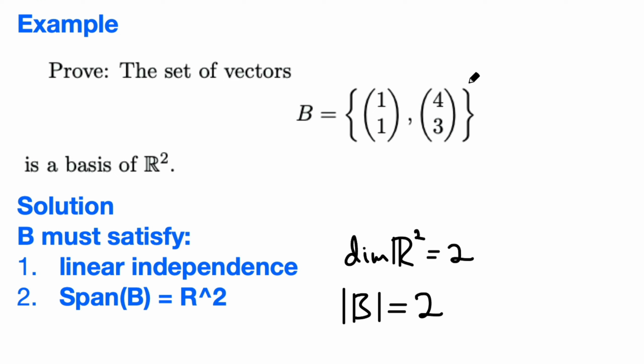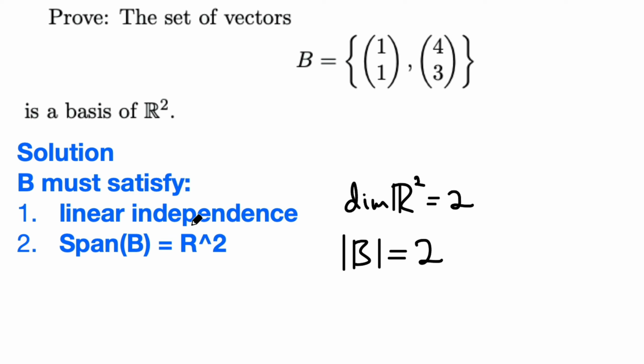Now, another way to do this is just calculate the determinant of the matrix whose columns are these vectors. If the determinant's non-zero, then it's a basis. But this is only valid, that argument with the determinant, only if you have n vectors for Rn. In our example, 2 vectors for R2. So let's use linear independence. So solution.